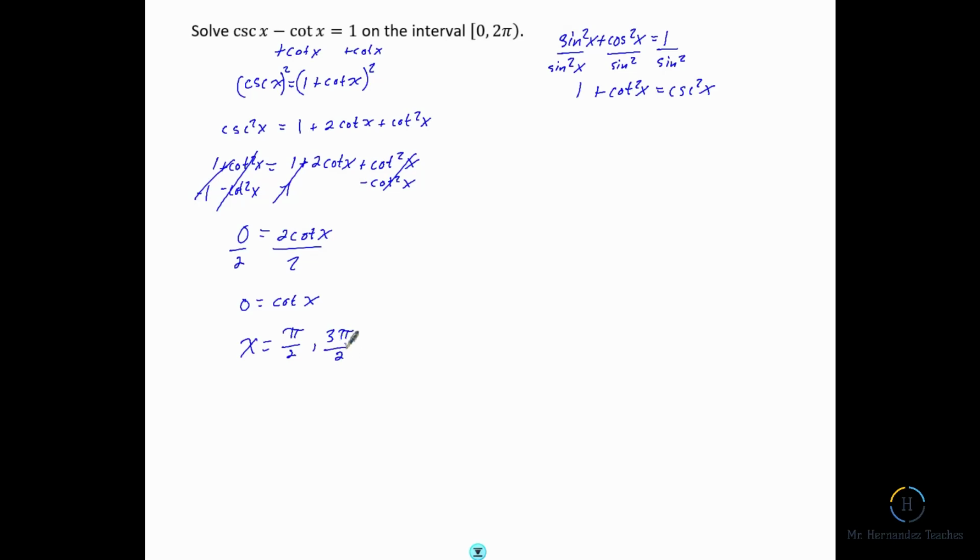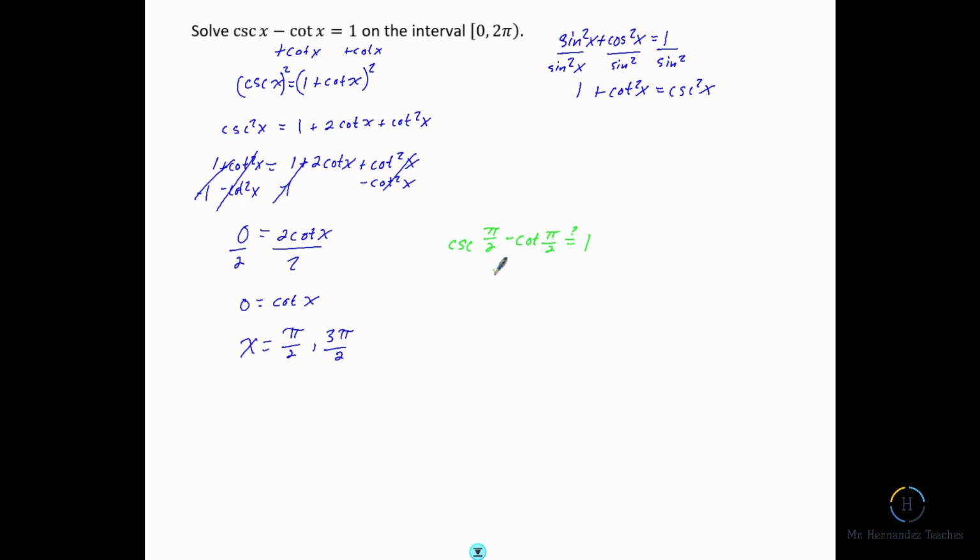Well, whenever you square both sides of an equation, you run into the issue of possibly creating extraneous solutions. So you're going to want to check your solutions and see if anything comes out to be extraneous. So let's see, cosecant of pi over 2 minus cotangent of pi over 2, is that equal to, question mark, 1?